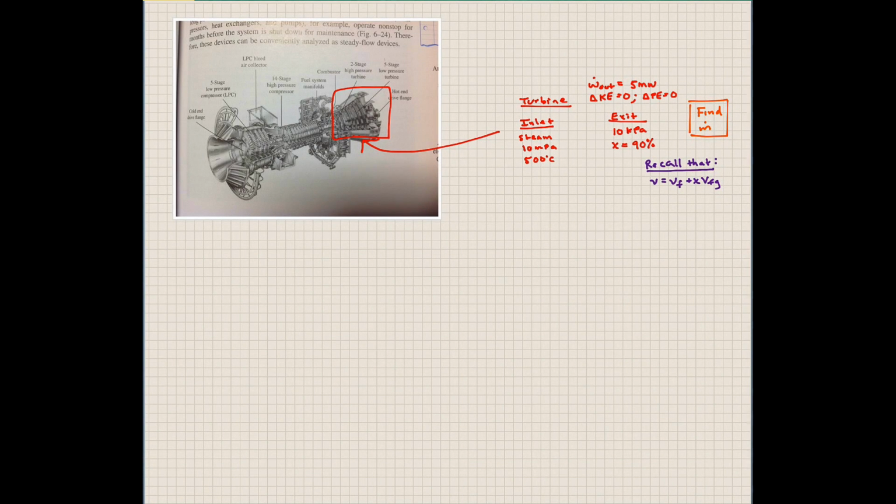So this is the second problem set for Chapter 6. And the first problem I want to look at is a turbine.